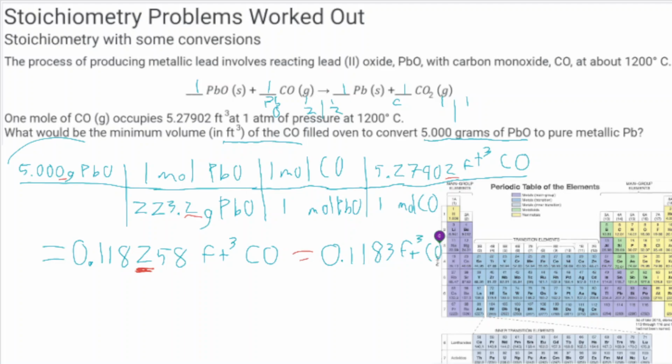So our oven would have to be 0.1183 cubic feet in order to hold enough CO to convert 5 grams of lead oxide into pure metallic lead. All right, great. So that was a fairly simple conversion. The problem was a little wordy, but let's go ahead and we'll try to look at one that's even a little bit more difficult.